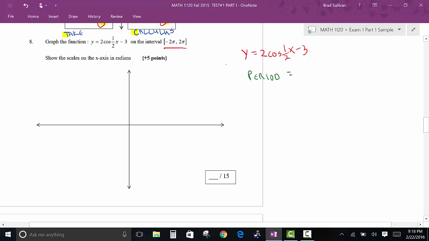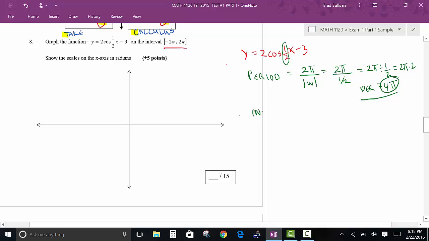The general formula for the period of a sine or cosine is 2 pi over omega. Omega is the number in front of x. So we're going to do 2 pi divided by 1/2. And that is 2 pi times 2. So that period is 4 pi. Every time 4 pi goes by, you're going to go through one cycle.